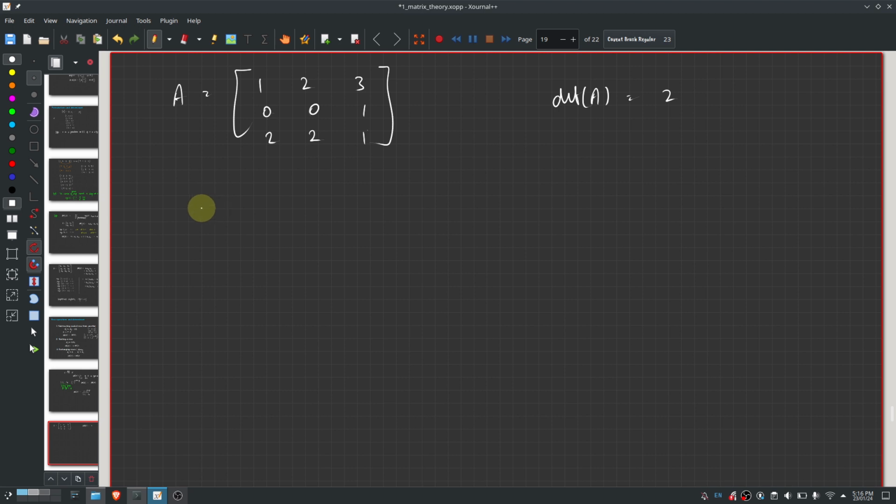Say, what is the first operation you would do? So let's say that I exchange row 2 and row 3. I get 1, 2, 3, 2, 2, 1, 0, 0, 1. Okay. I perform another operation which is row 2 minus 2 times row 1.